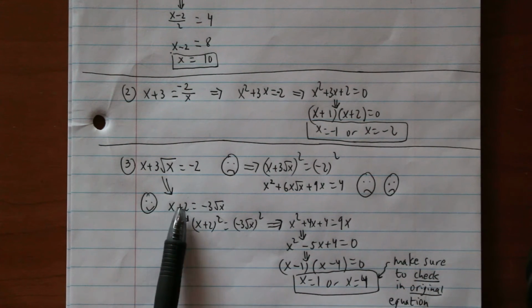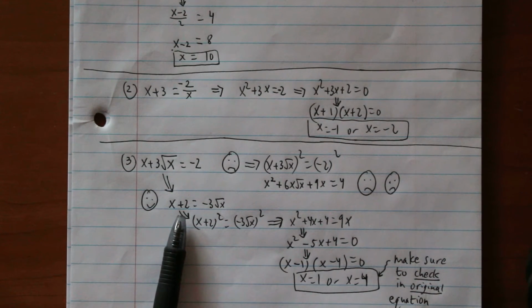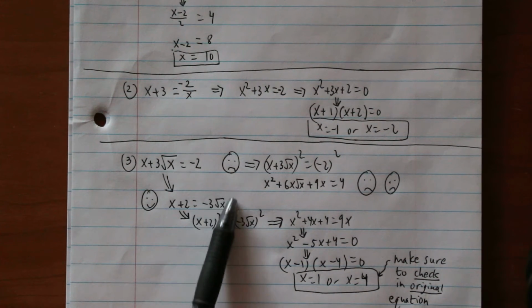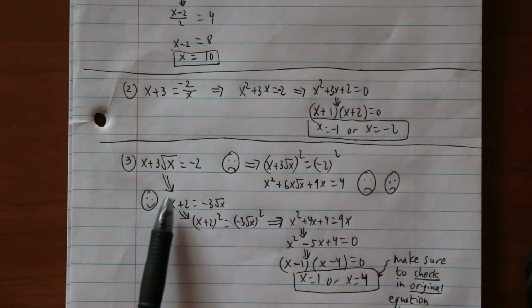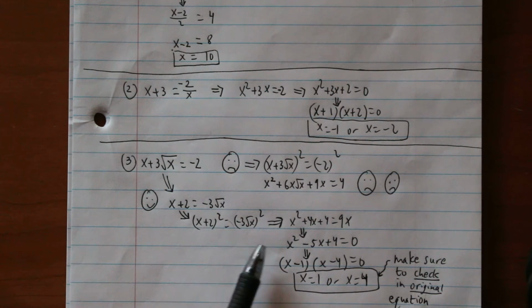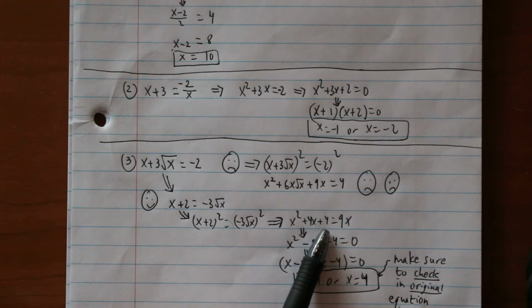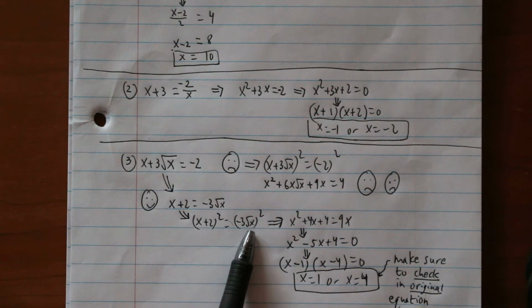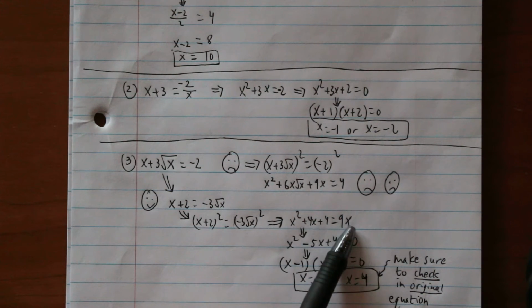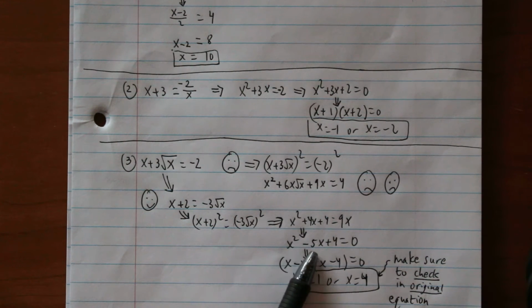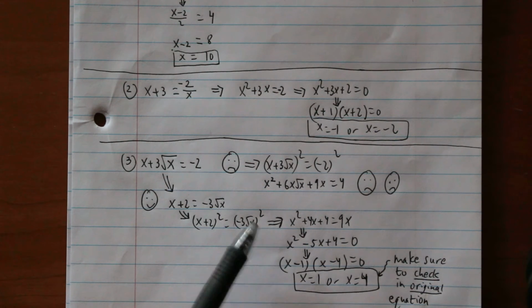Now we are going to do the same thing and square both sides. The difference is, this is by itself now, so it's not going to interact with other x terms. So we're going to have (x plus 2) squared, which is going to be x squared plus 4x plus 4. Negative 3 root x squared turns out to be just 9x. And now we're just going to simplify this. So move the 9x over. x squared minus 5x plus 4 equals 0. And this can be factored nicely into (x minus 1) times (x minus 4) equals 0. The solutions to which are x equals 1 or x equals 4.